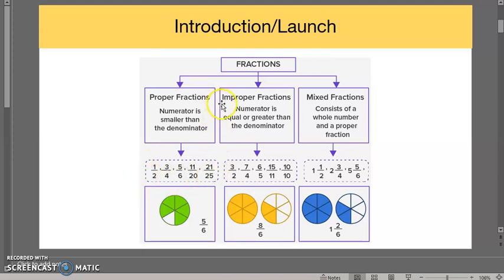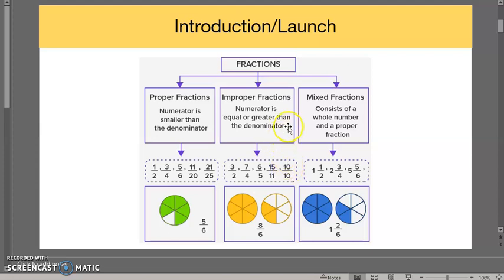The next one is improper fractions. This is when the numerator is equal or greater than the denominator. In these examples, we see that the numerator is larger than the denominator. And in this example, we see that the numerator and the denominator are equal.